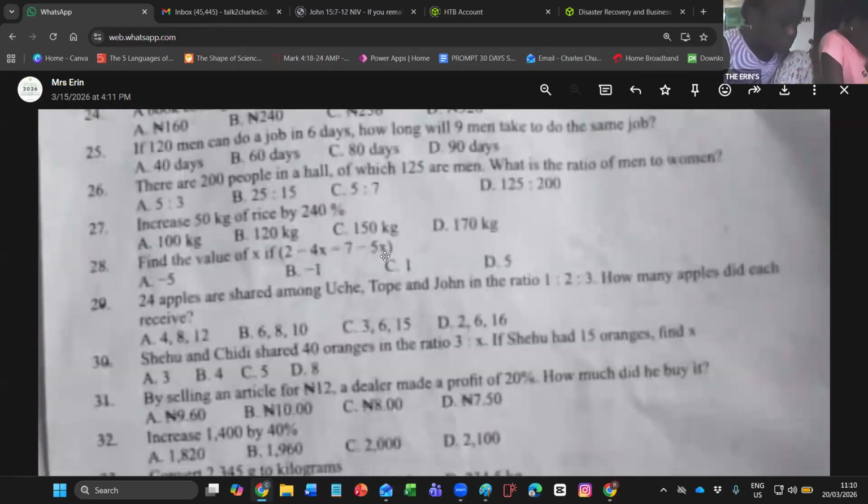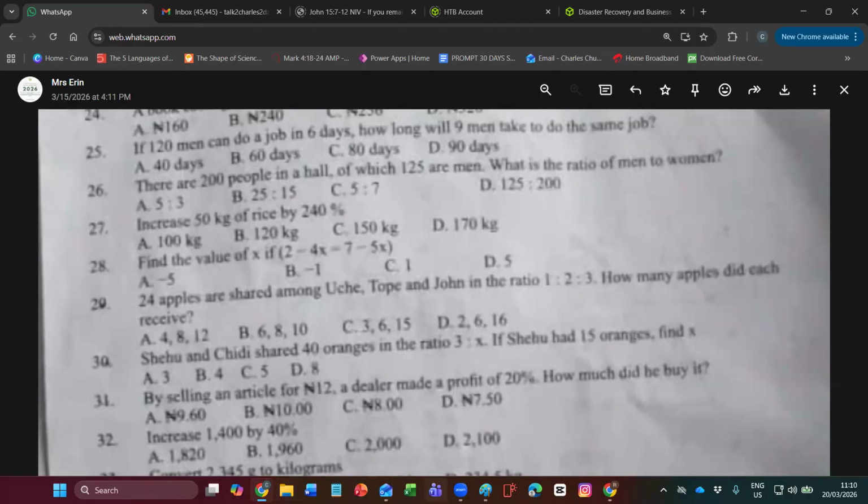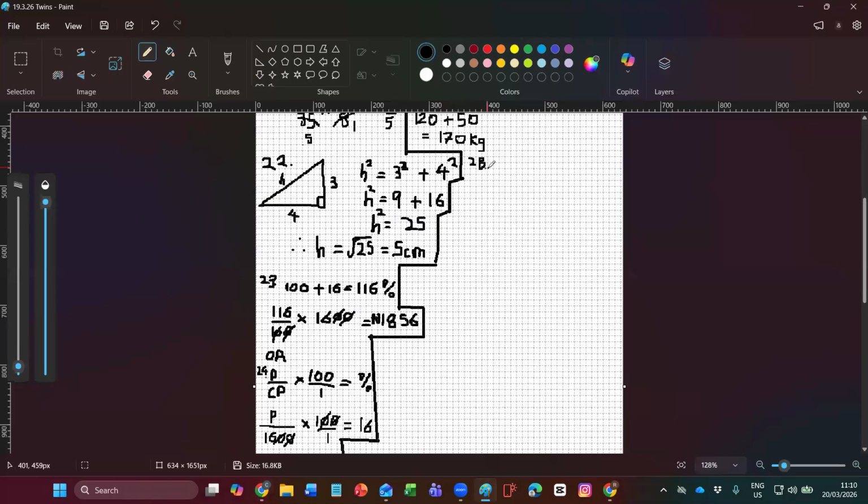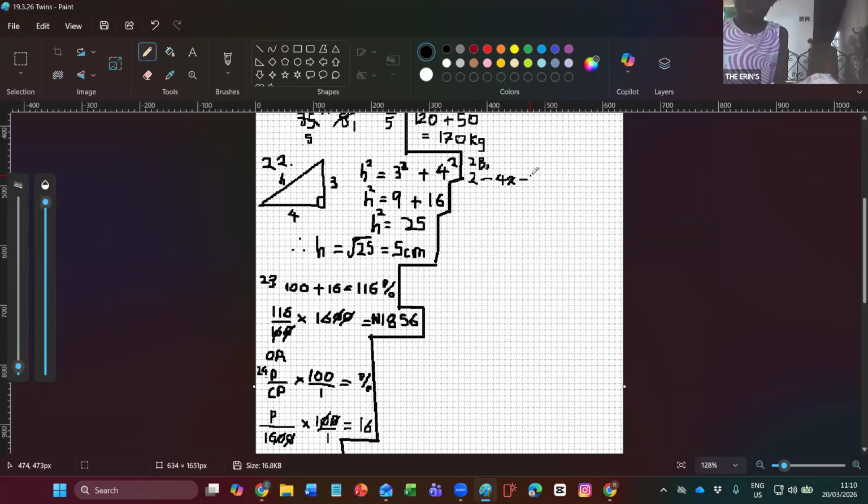find the value of 2 minus 4x minus 7 minus 5x. Now, how are we going to do that? 2 minus 4x, then minus 7, watch it though, minus 7, then they now said minus 5x.